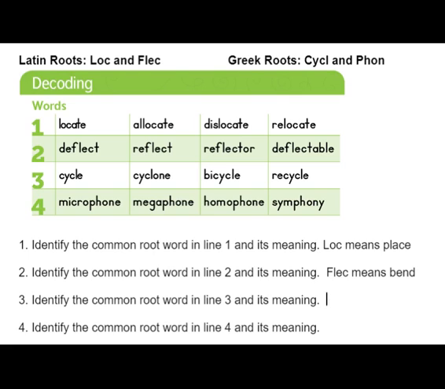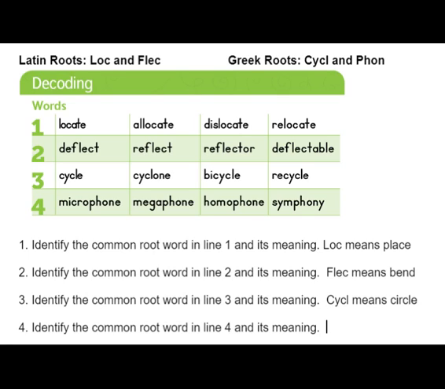Let's look at line 3. Line 3 words are cycle, cyclone, bicycle, and recycle. What do all of these words have in common? I notice in line 3, all of these words contain a Greek root. They contain the Greek root cycle. Cycle means circle.